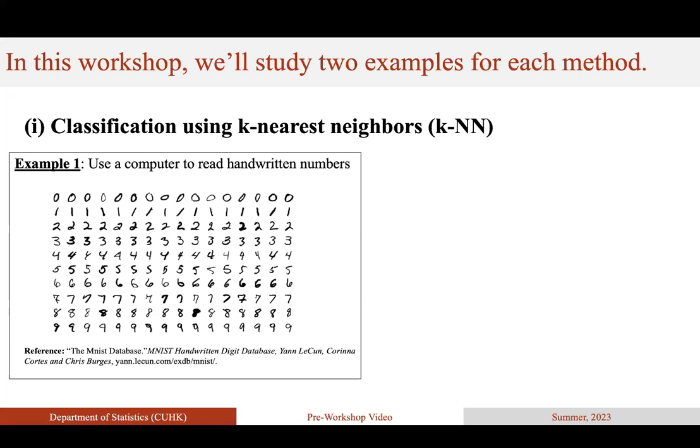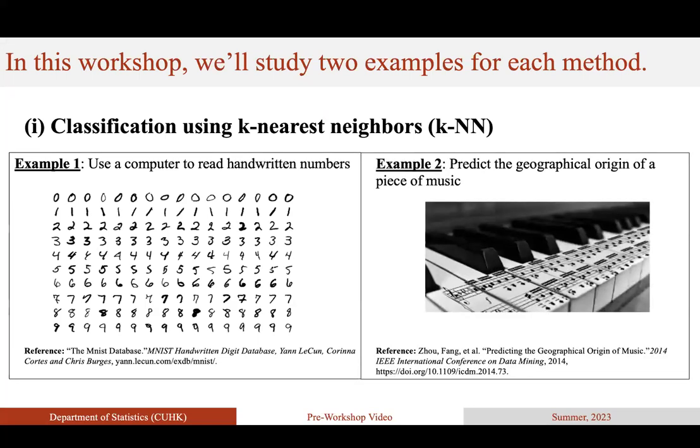Next, we will apply KNN to understand music. The music dataset contains audio features extracted from music tracks. In this example, we will predict the geographical origin of the music using KNN. So, if your research data is relevant to images or audio features, or you're interested to classify your data, then this workshop might be helpful to you.